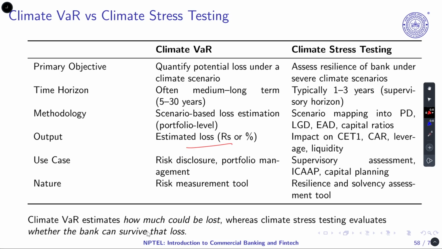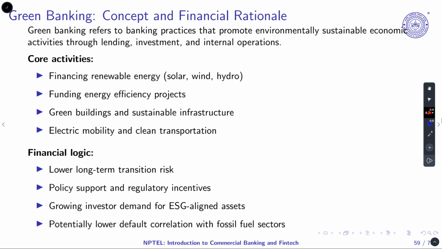Climate VaR estimates how much could be lost, whereas climate stress testing evaluates how the bank can survive. This is the difference between climate VaR and stress testing. In stress testing, we are considering all the indicators, but here we are just going by the loss estimation that we have. So this is where it is important.